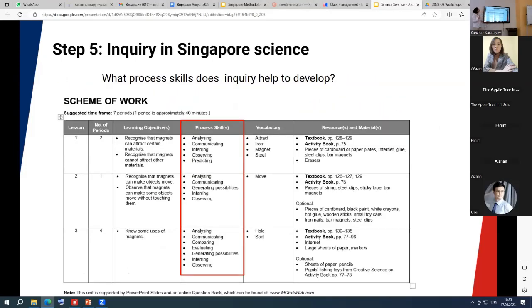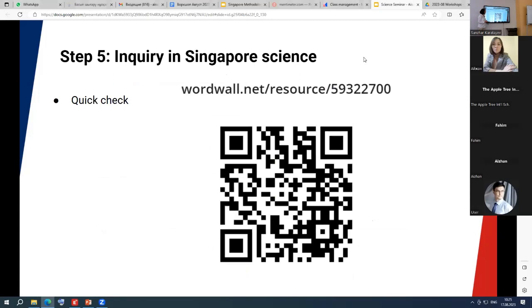All right, and the process skills that inquiry helps to develop are predicting, communicating, inferring, observing, generating possibilities, analyzing. So they also develop their critical thinking skills and problem-solving skills. So that's the last part about inquiry. You can answer some questions and we can complete.